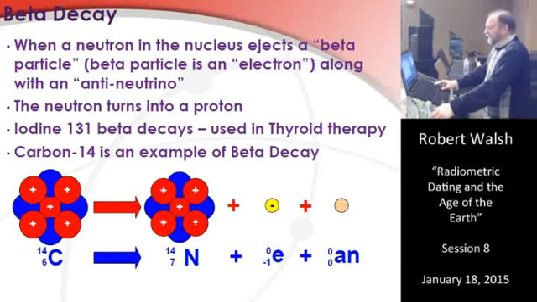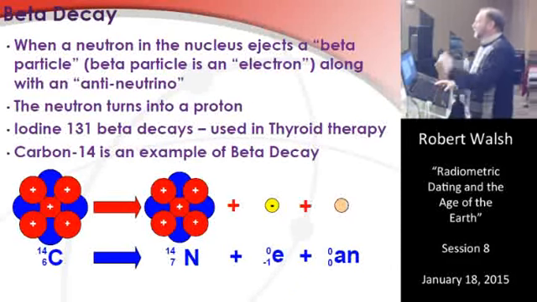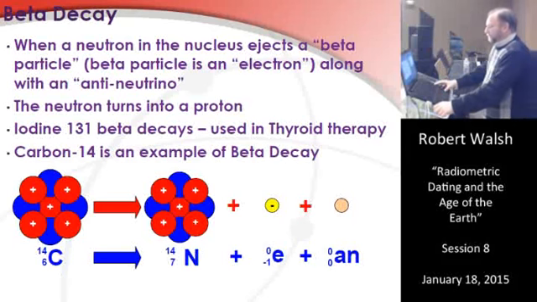An example of beta decay is carbon-14. Okay, here we see carbon-14 and nitrogen, and an electron is given off, and an antineutrino is also resultant of that process. So that's beta decay, where an electron is given off from the nucleus.